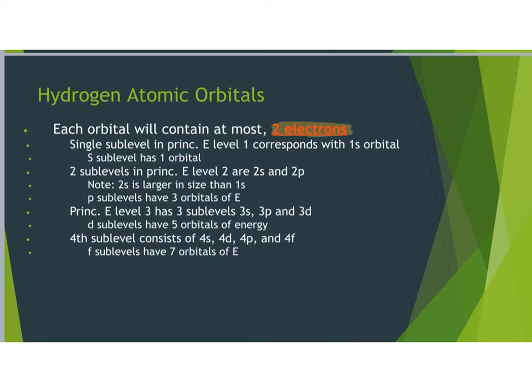We have 2 sublevels in principal energy level 2, and those will be the 2s and the 2p. Keep in mind that 2s is going to be larger than a 1s, and the p sublevels are going to have 3 orbitals. Now, I'm going to stop right here for a quick second.